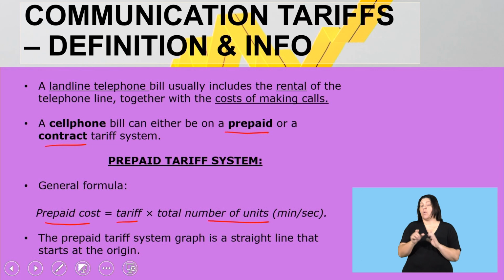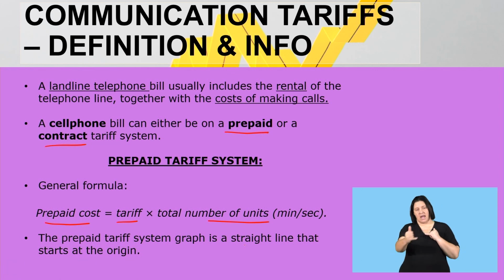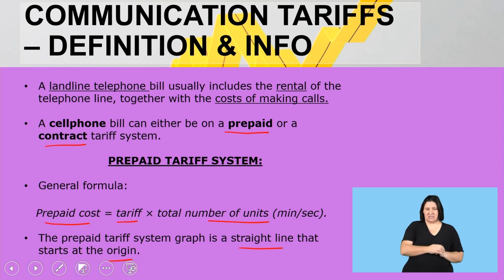What else is important? The graph of the prepaid system is a straight line graph that starts at the origin. Obviously, if you don't use your phone, then you won't pay.